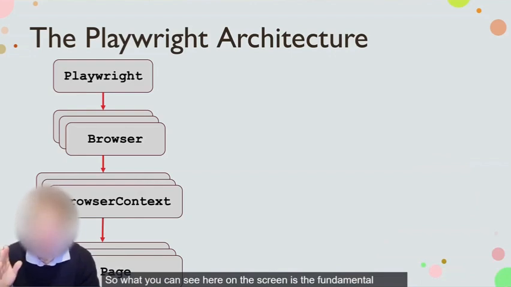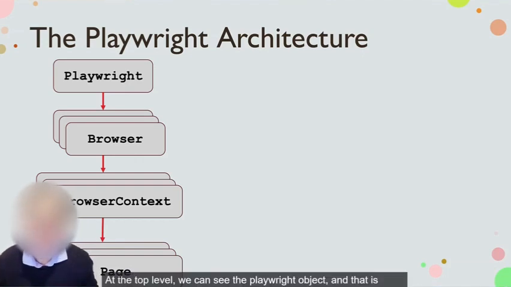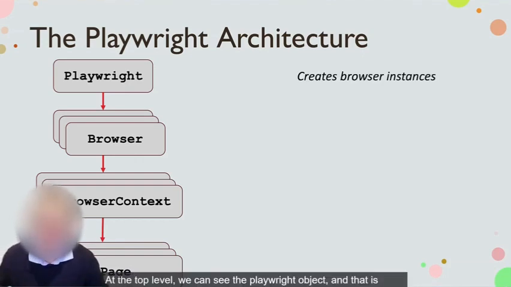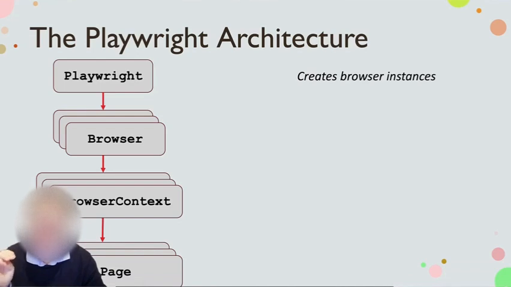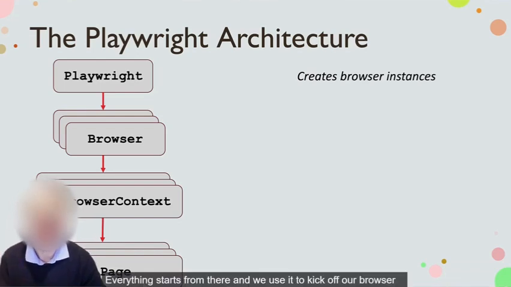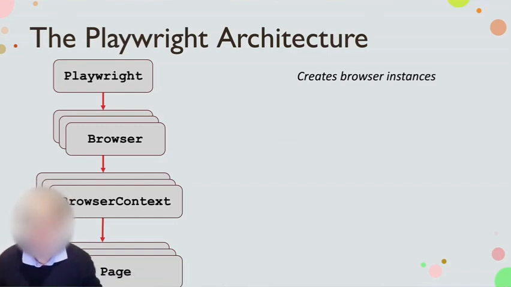So what you can see here on the screen is the fundamental architecture that we'll see in every Playwright script. At the top level, we can see the Playwright object, and that is where we create the Playwright browser instances. So the Playwright class itself is our starting point. Everything starts from there, and we use it to kick off our browser instances.